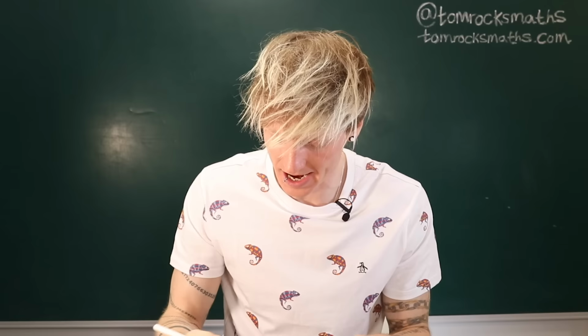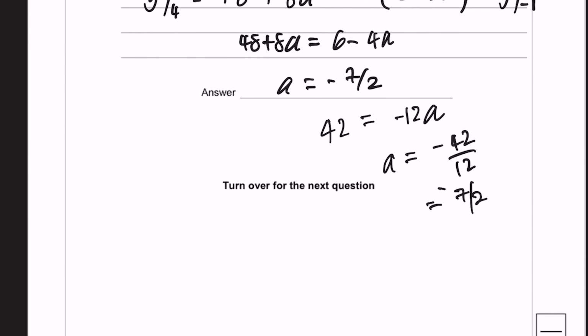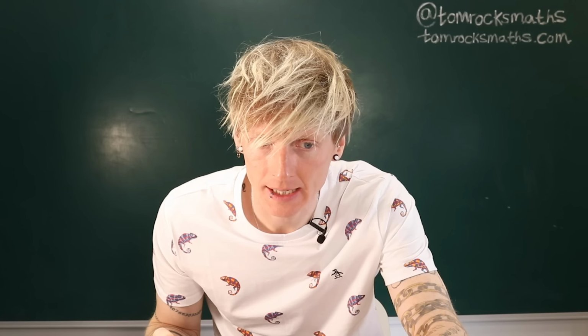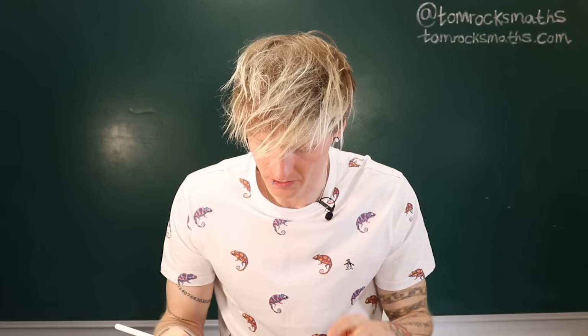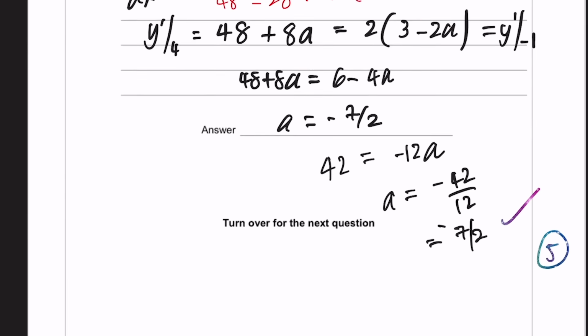Right, the cone question. H is 4 root 10. Excellent. 5 marks for that. Number 12. What are we doing here? A is minus 3.5. Yes! Okay, this is looking good. That's 5 there. So I'm going to get 10 out of 10. Awesome.